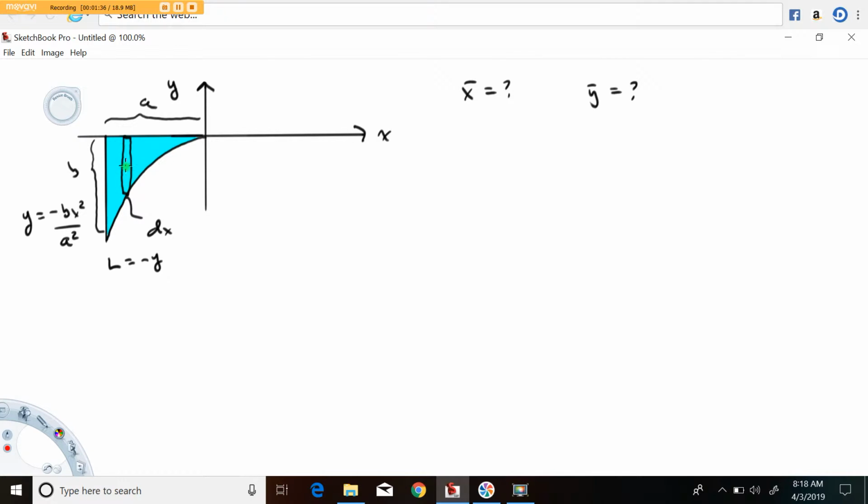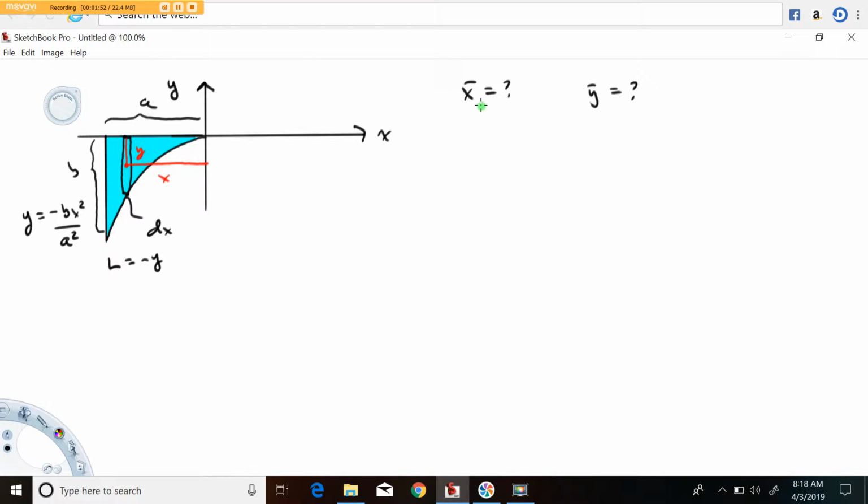The centroid of that rectangle is here at its geometric center. From here to here is the x coordinate of the centroid. From here to here is the y coordinate of the centroid of the rectangle. And these are the things that we're going to be working with here.